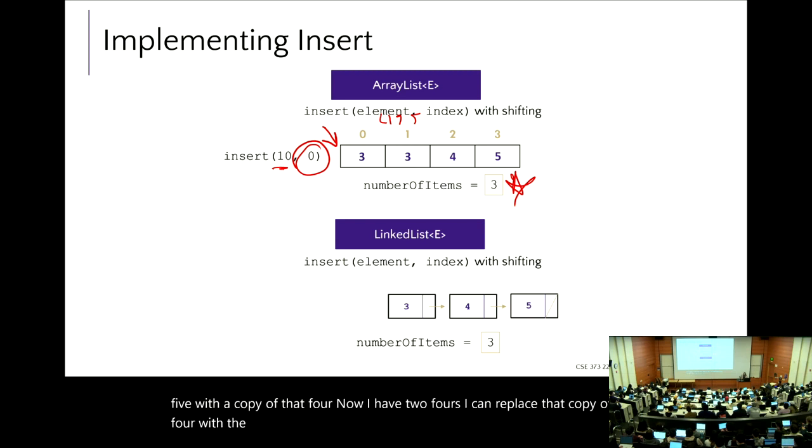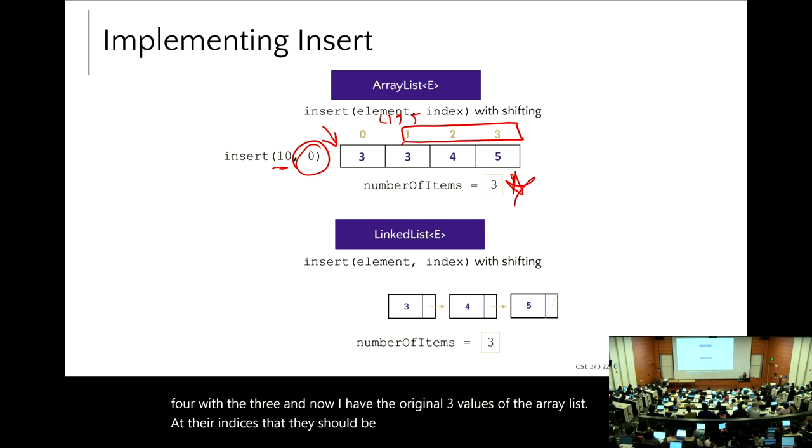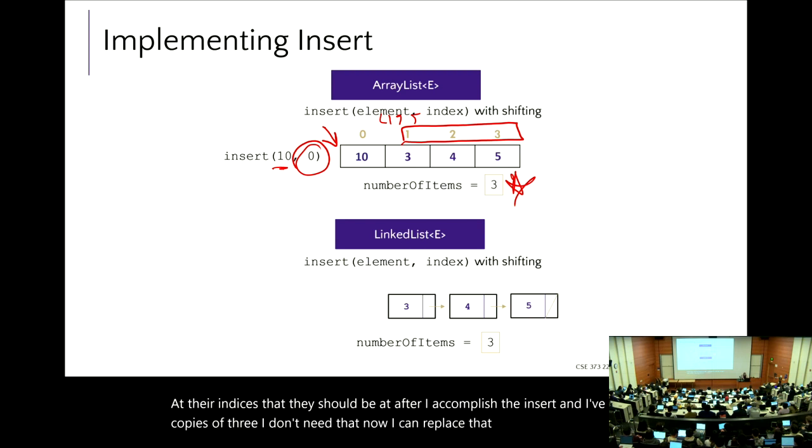And now I have the original 3 values of the array list at the indices they should be at after I accomplish the insert. And I've got 2 copies of 3. I don't need that. Now I can replace that 3 with a 10. And then I update my size. Now I have 4 items stored in my array list.